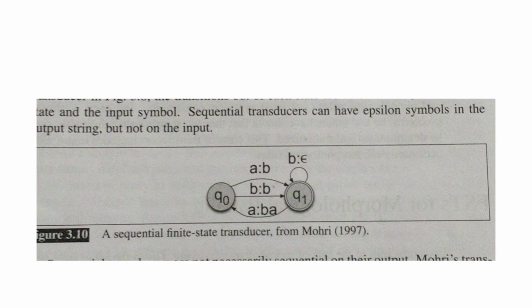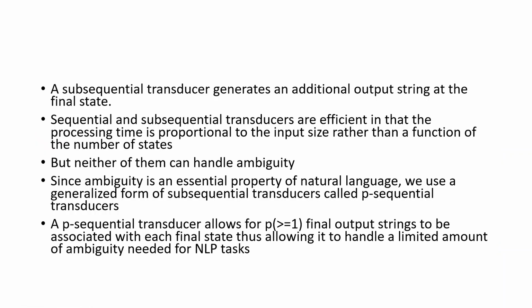For the example mentioned earlier, we had two transitions on B. Instead of that, here from Q naught for a particular symbol, we have only one transition. So that is a sequential finite state transducer.